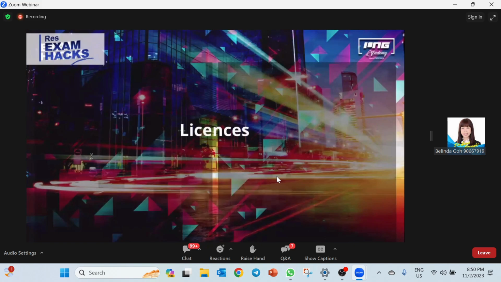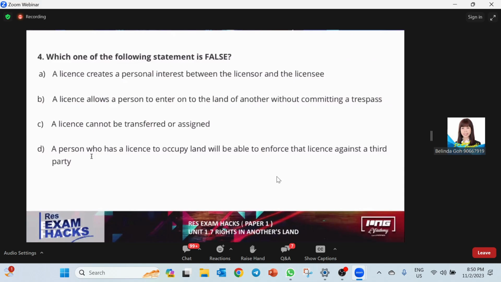License, which one of the following statements is false? A license creates a personal interest between the licensor and the licensee. A license allows a person to enter onto the land of another without committing a trespass. A license cannot be transferred or assigned. A person who has a license to occupy land will be able to enforce the license against a third party. So what is the answer? Okay, now let's see your answer.